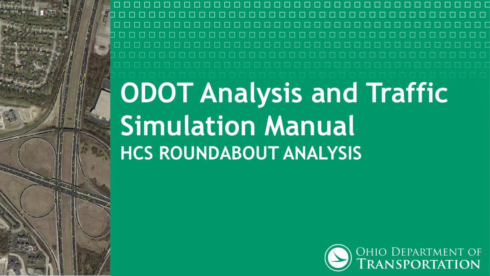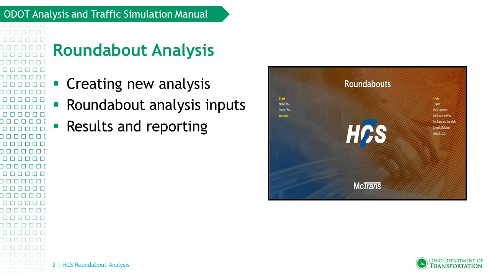This training details conducting roundabout analysis using the Highway Capacity Software. HCS can be used to evaluate roundabouts with 1 or 2 approach lanes plus 1 bypass lane and 1 or 2 circulating lanes. This video will detail creating a new analysis, analysis inputs, and results and reporting within HCS.